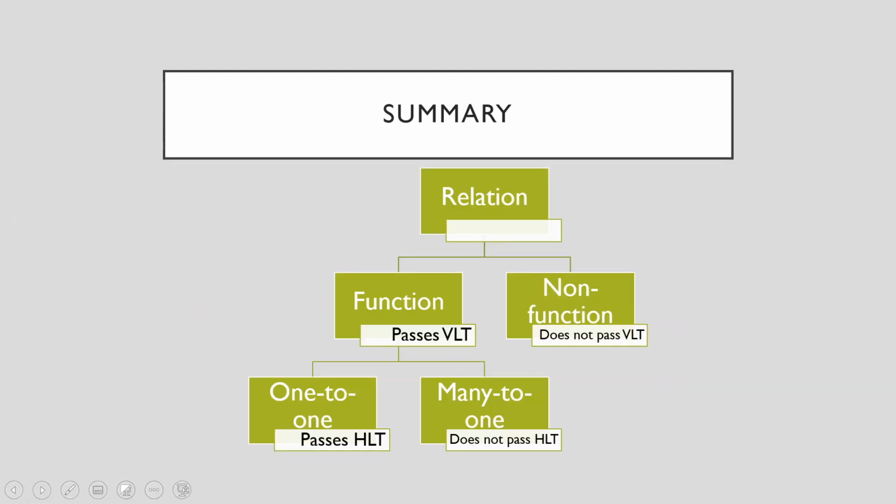So here's a bit of a summary. This is sort of like the hierarchy of relations. You can just have a relation in general. Then you can test whether the relation is a function by checking whether it passes the vertical line test, or whether it's not a function if it doesn't pass the vertical line test. Then if you've figured out that it is a function, you can check if it's one-to-one by doing the horizontal line test. If it passes, it's one-to-one. If it doesn't pass the horizontal line test, you can call it many-to-one. But mainly we're focusing on the one-to-one part of this.